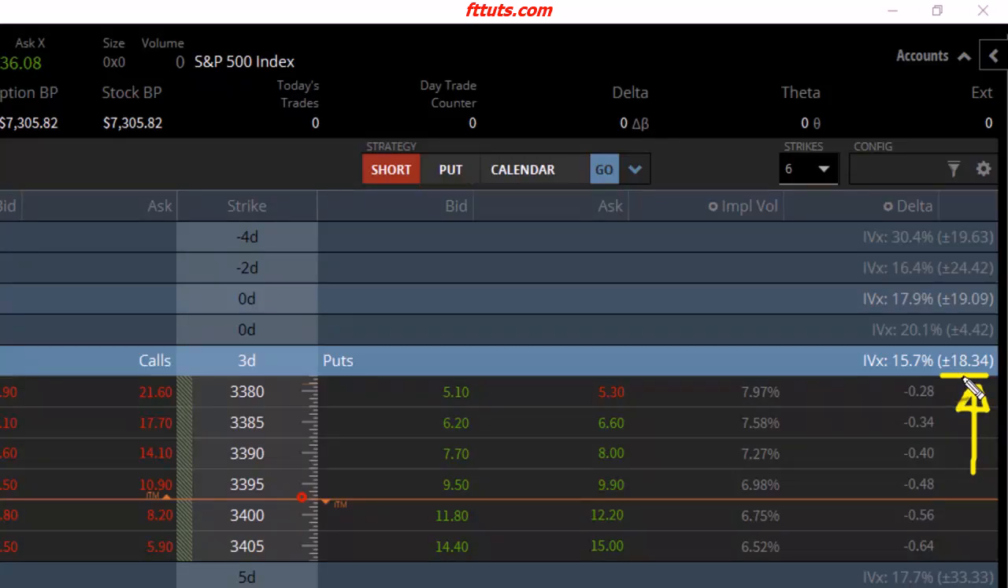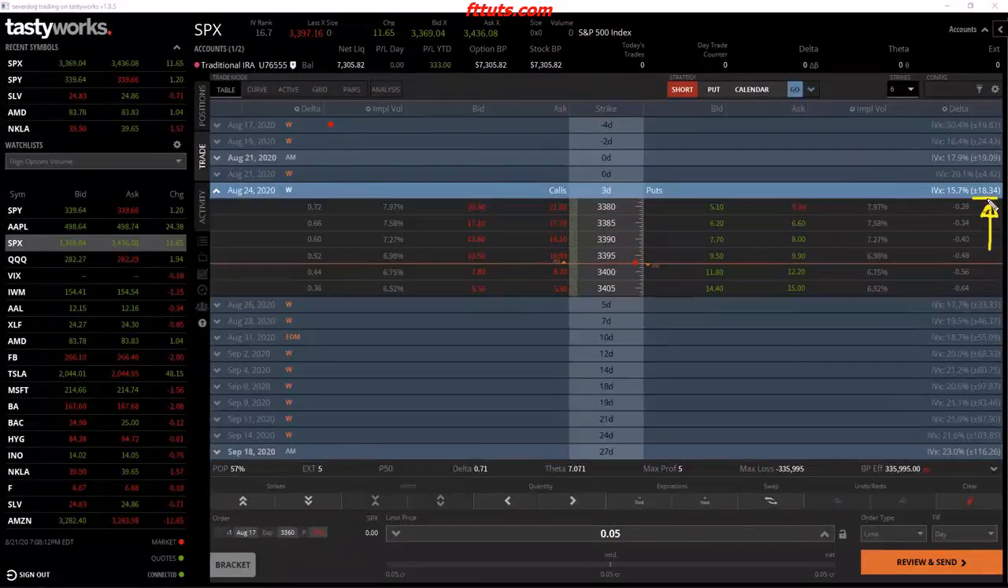Now, what if you have another broker? What if you're using something like a Robinhood or E-Trade or any number of these other types of discount brokerages? You don't have that expected move number. What can you do? You can approximate this with the at-the-money straddle.